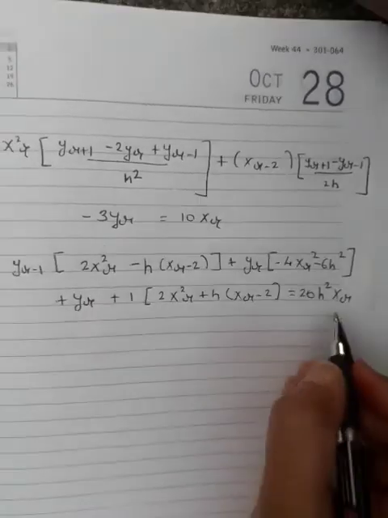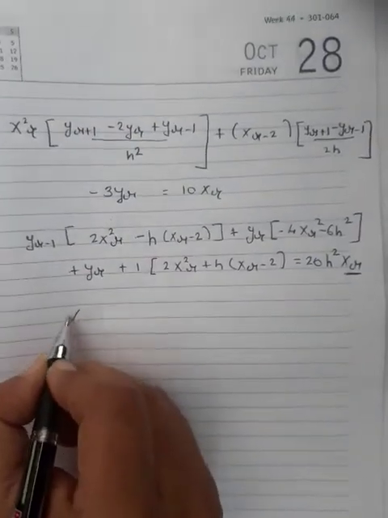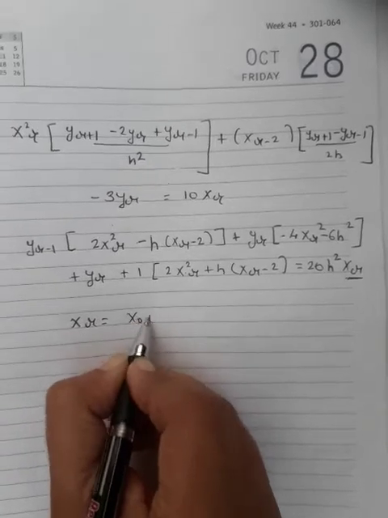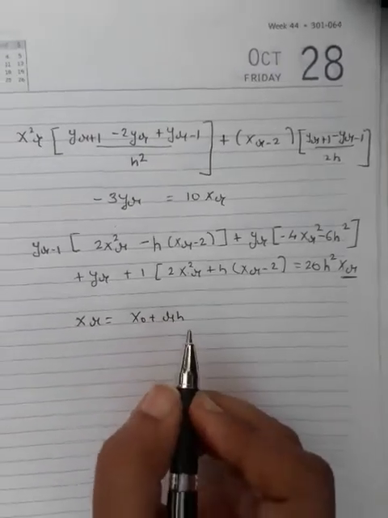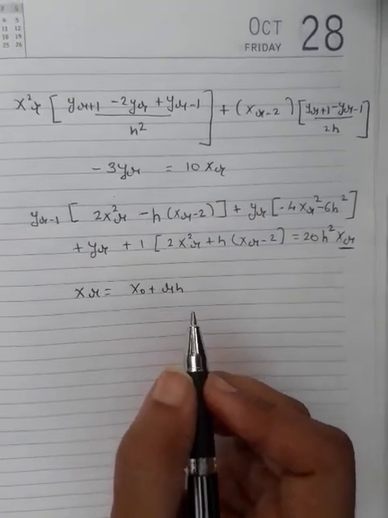So what is x r? You know the formula for calculating x r. x r is nothing but x naught plus r h. So all the values for x naught, r and h are known to you.